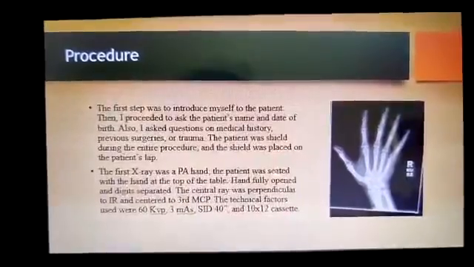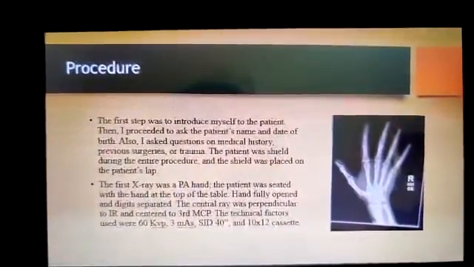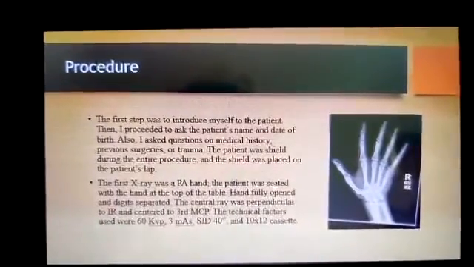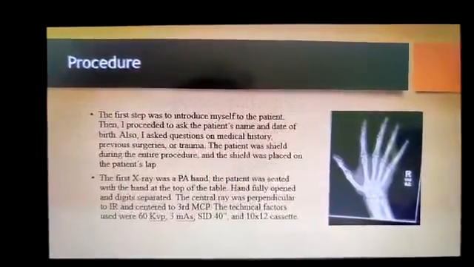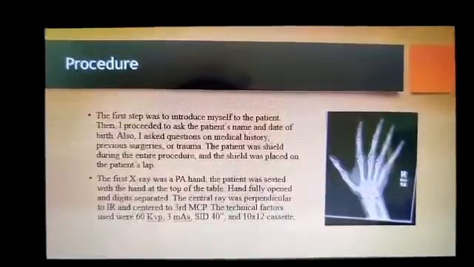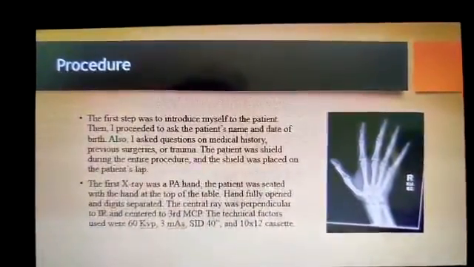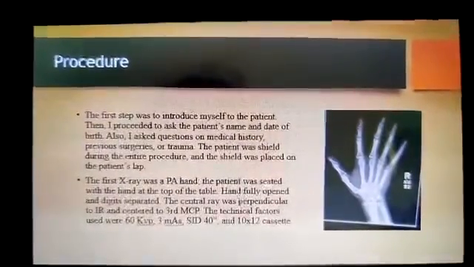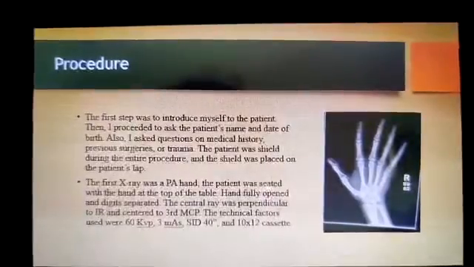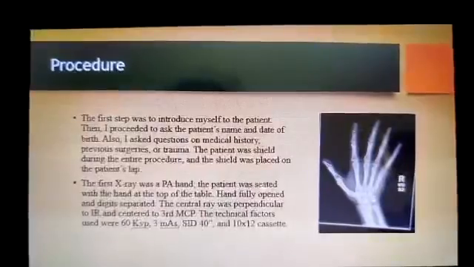The first X-ray was a PA hand. The patient was seated with the hand on top of the table, hand fully open and digits separated. The central ray was perpendicular to IR and centered to the third MCP. The technical factors used were 60 kVp, 3 mAs, SID 40 inches, and 10 by 12 cassettes.